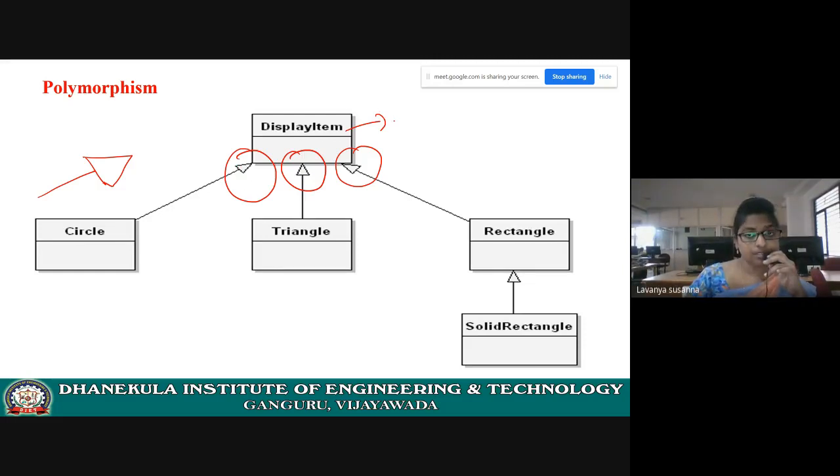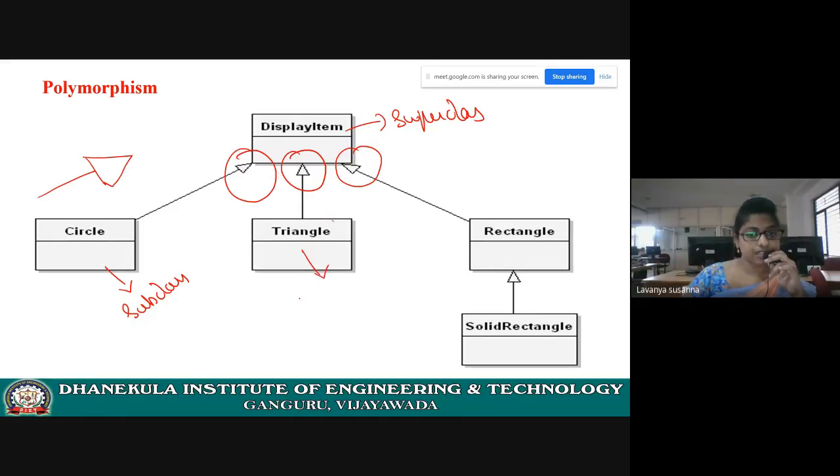I hope you understood. This is a super class. You need to explain all these things. Super class. Next, here circle is a subclass. Here circle is exhibiting all the attributes and all the behavior of a display item. Inheritance. Next, triangle is a subclass.